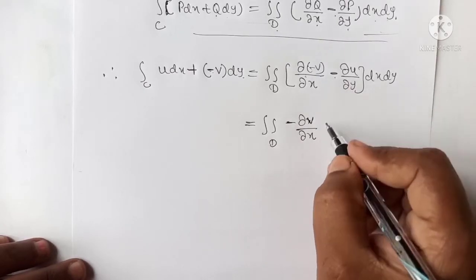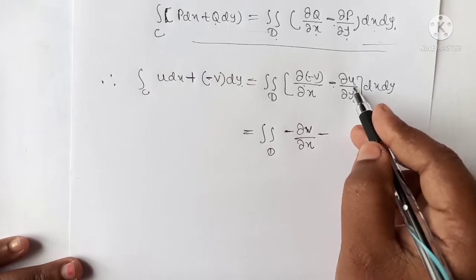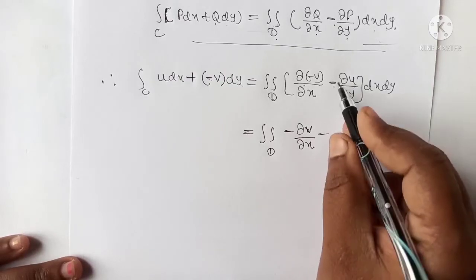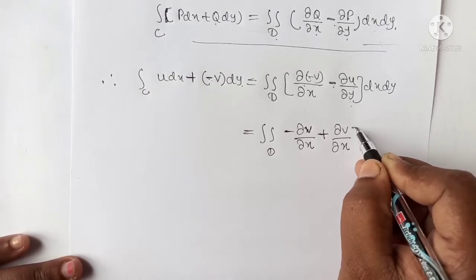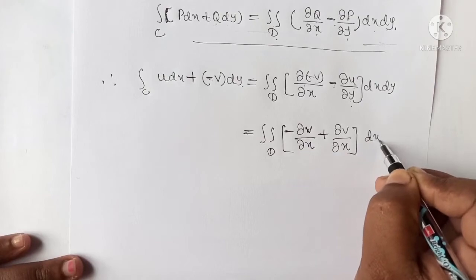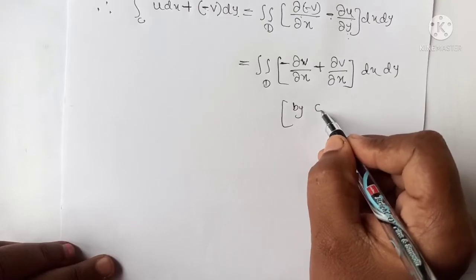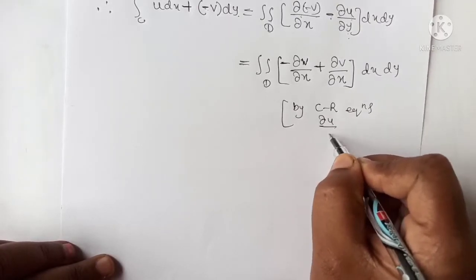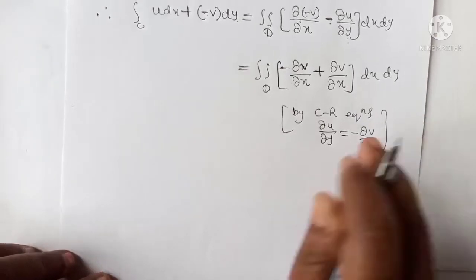Now minus ∂u/∂y. By the Cauchy-Riemann equations we have ∂u/∂y equals minus ∂v/∂x. Therefore this becomes minus into minus, plus ∂v/∂x, dx dy. So this is by the CR equations: we have ∂u/∂y equals minus ∂v/∂x. On substituting we get this one.